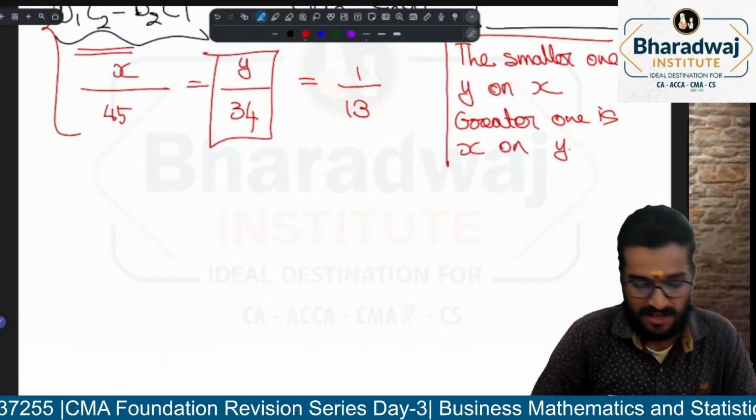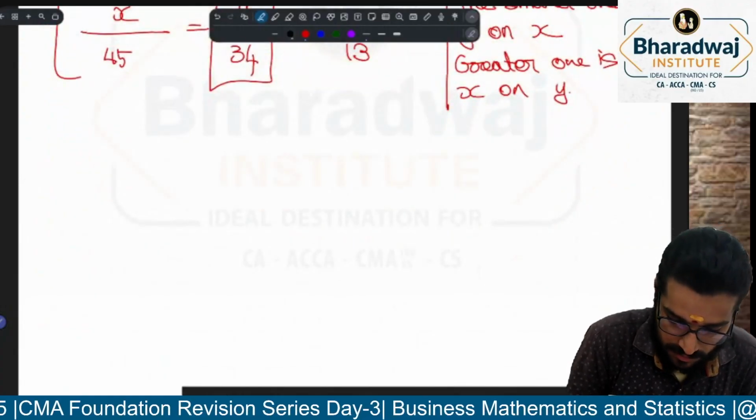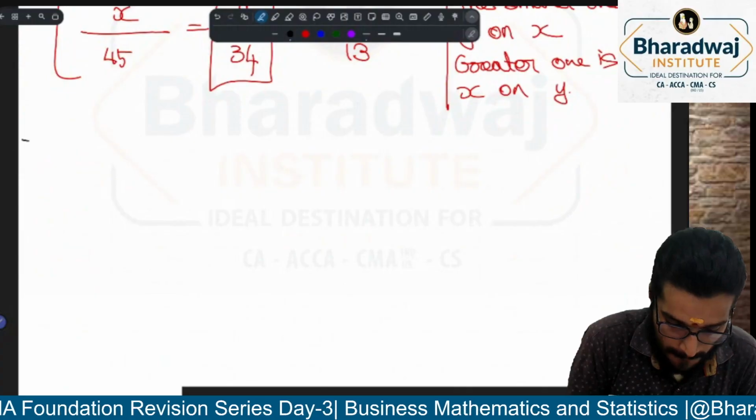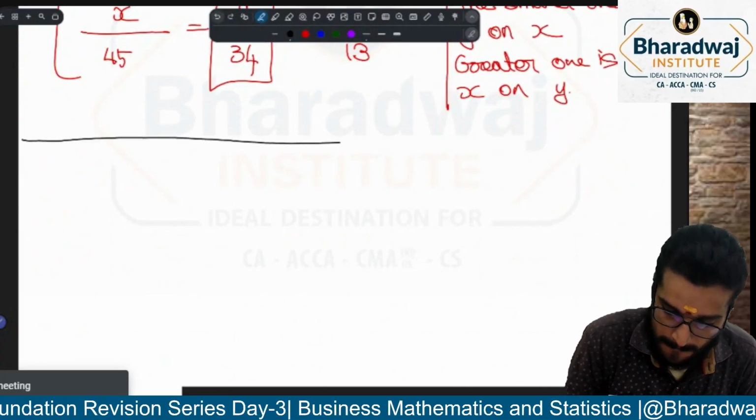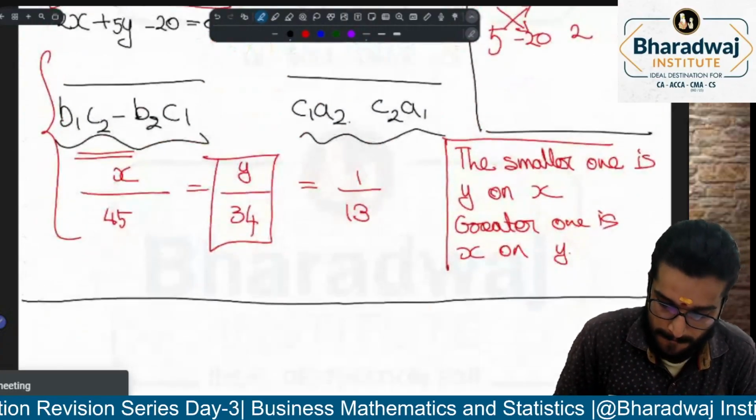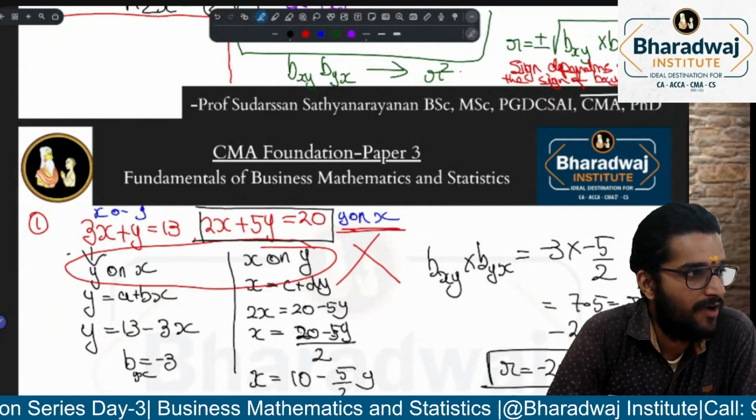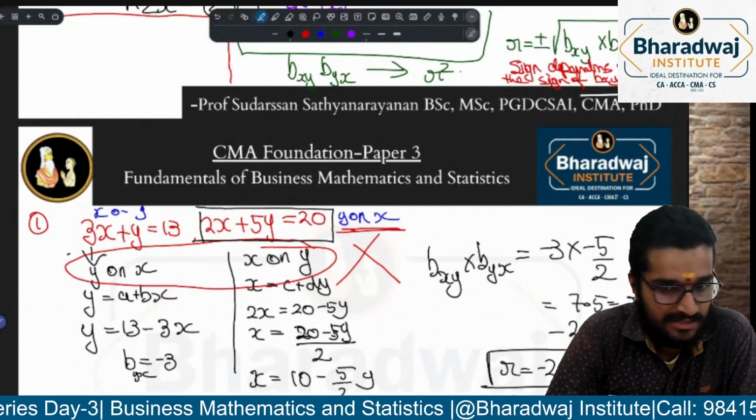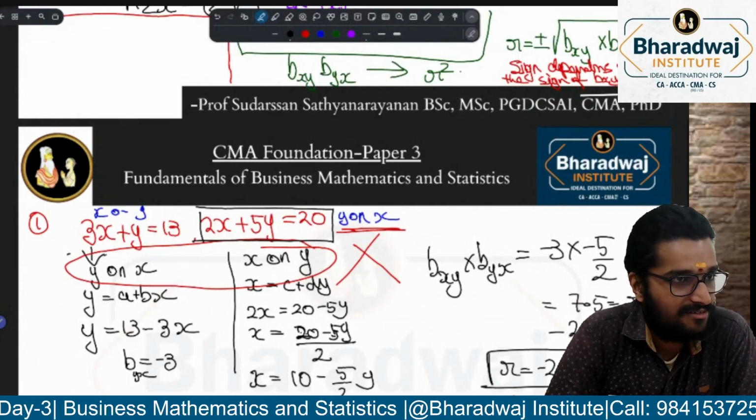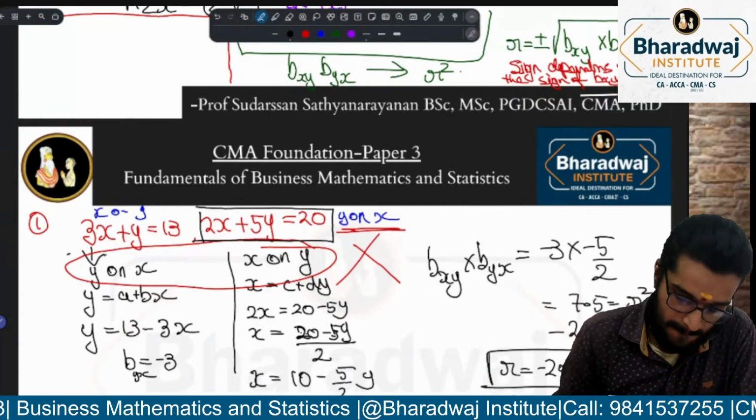Similarly, how to find R? How to find R? Similarly, how to find R? The same thing.